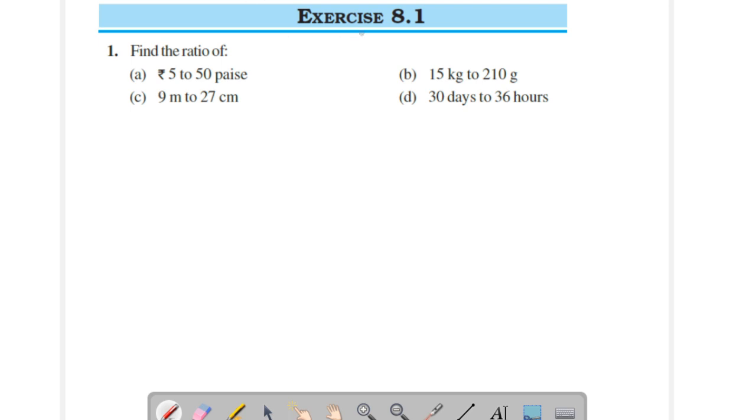Now come to exercise 8.1. Question number 1. Find the ratio of A part: rupees 5 to 50 paise.